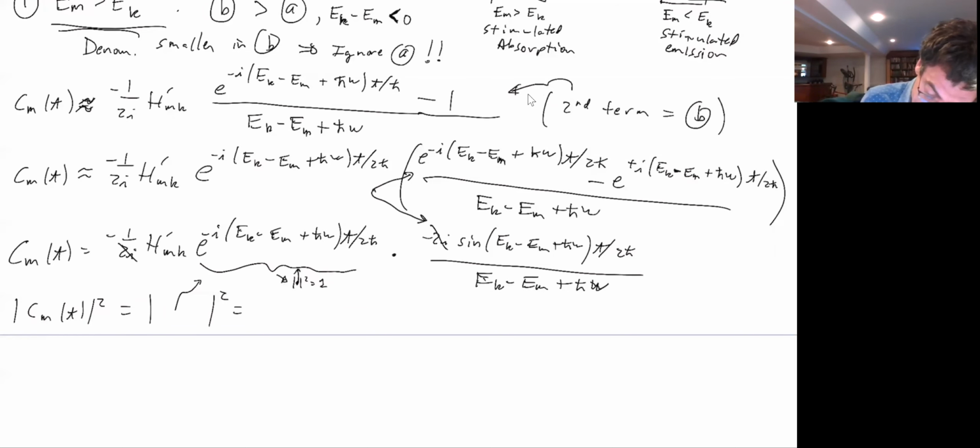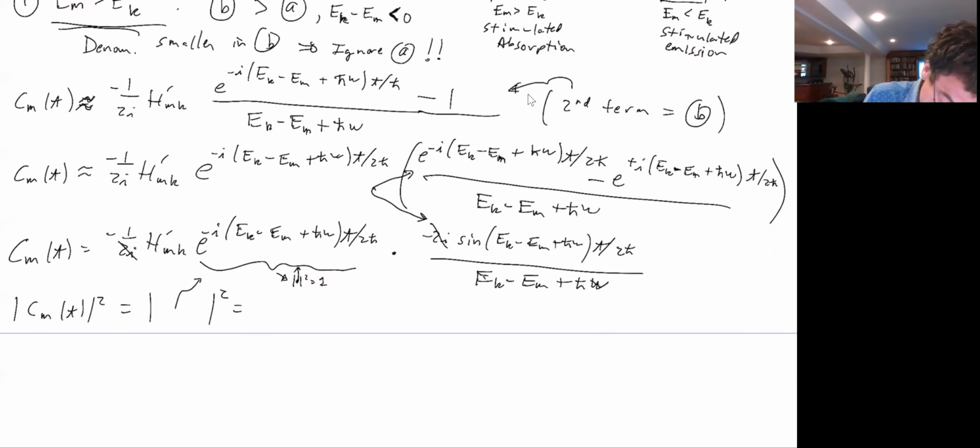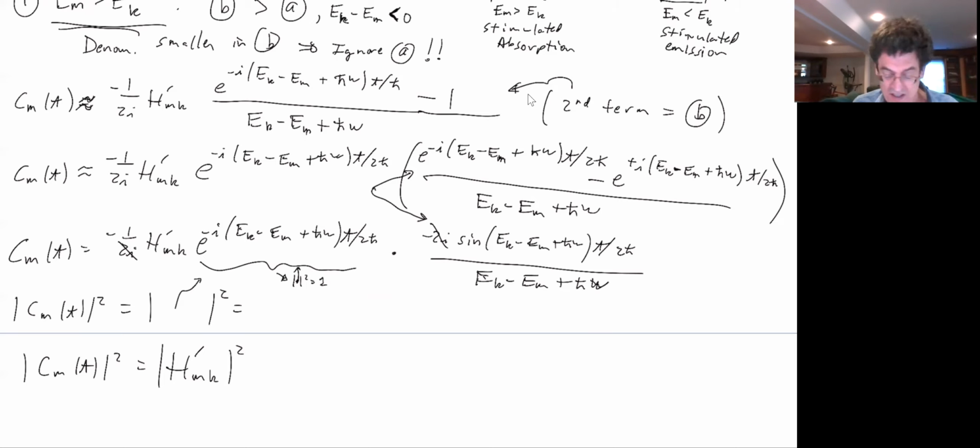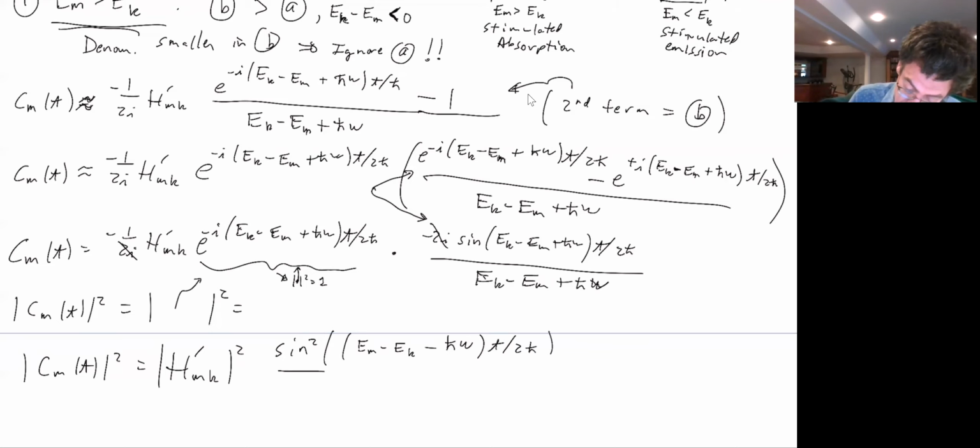gives me, when I take that whole thing squared, this nice expression, which is just h prime mk magnitude squared, the matrix element that connects the initial and final state squared, times this familiar function sine squared of this energy difference between the final and the initial state, minus h bar omega, which is the frequency of the light, times t over 2h bar, all over that same energy factor.